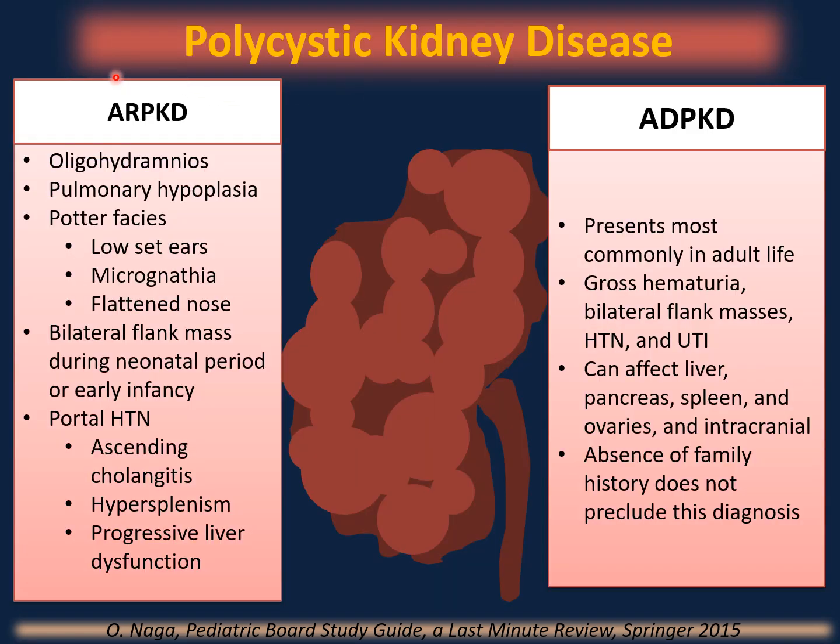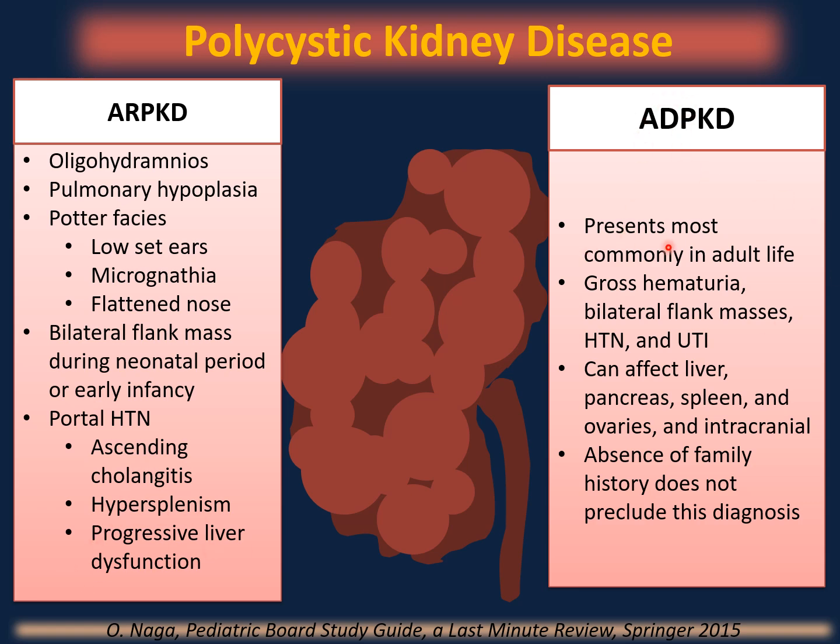Polycystic kidney disease, we have two forms: autosomal recessive and autosomal dominant. Autosomal recessive polycystic kidney disease presents before birth with oligohydramnios and less amniotic fluid. And this can cause pulmonary hypoplasia and Potter facies: low set ears, micrognathia, flattened nose. If you do ultrasound or physical exam, you will see bilateral flank mass during the neonatal period or early infancy. Will be associated with portal hypertension and will cause ascending cholangitis, hypersplenism, progressive liver dysfunction.